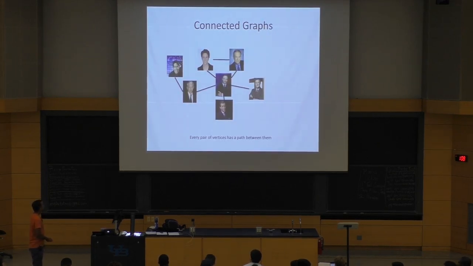All right. So another way to think of connected graphs is it's a graph where every 2 vertices have at least 1 path between them. So is this a connected graph? Yeah. Right, you can go from it.